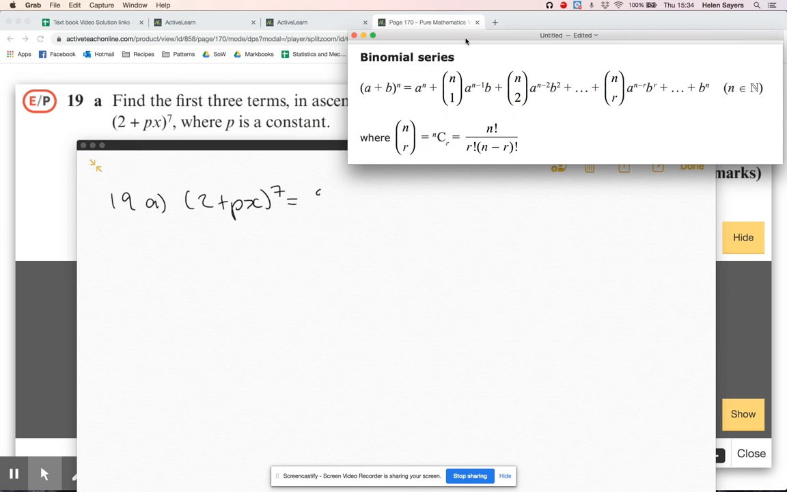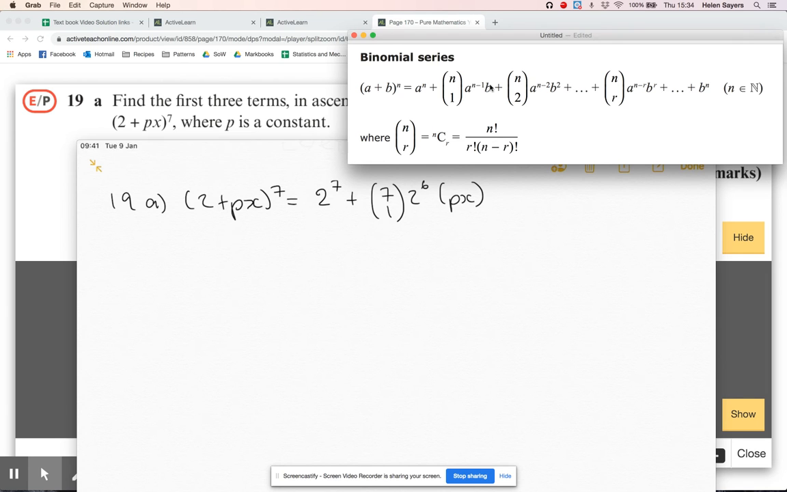So it's going to be 2 to the power of 7 plus, from 7 choose 1, the power of 2 will reduce by 1. So n is 7 for us, a is 2 for us, and b is px. So the next term is going to be 7 choose 2, 2, the power is going to reduce to 5. The power of px is going to increase to be px all squared. And that is the first three terms. That does count as the first term. So the first three terms actually only takes you up to x squared.